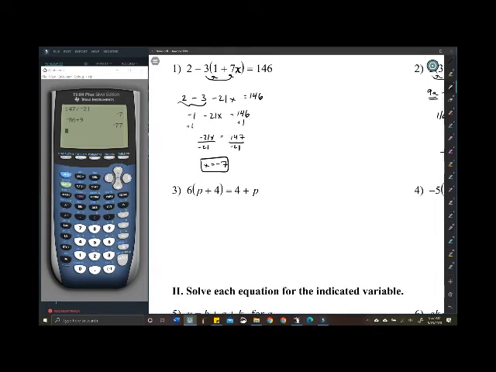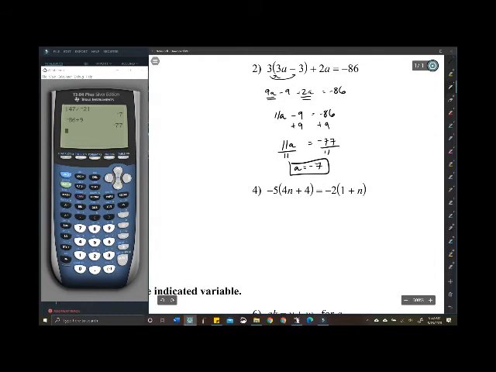2 more of these. So distribute: 6p plus 24 equals 4 plus p. Might have to do some other strategies. So we're going to subtract p. So that's 5p. We're going to also subtract the 24. It's negative 20. And then divide by 5. P is equal to negative 4. Boom, boom, boom, boom.